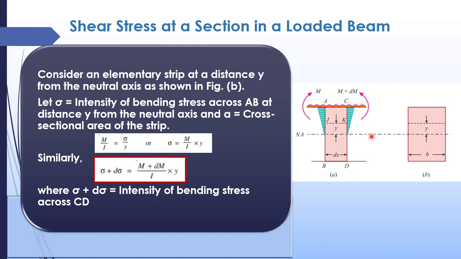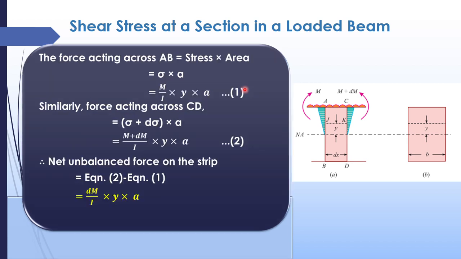Now at CD, what is the bending moment? What is the bending stress? At CD the bending stress is sigma plus d sigma, because some additional stress may come. So sigma plus d sigma is equal to, instead of M we have to provide M plus dM, divided by I into y. So there will be a change in bending stress as well as bending moment along the length of the beam, that is given here.